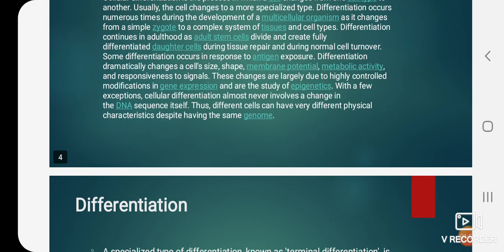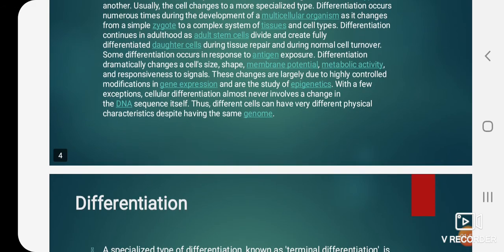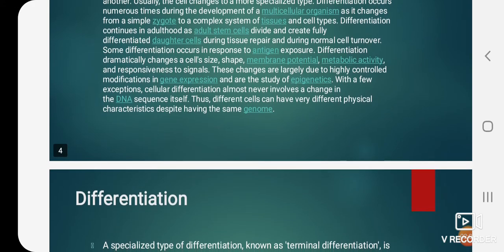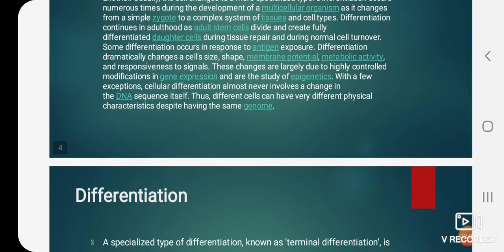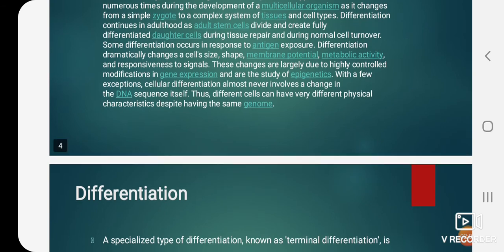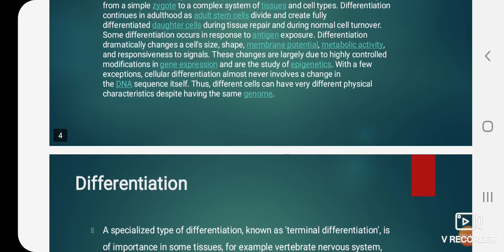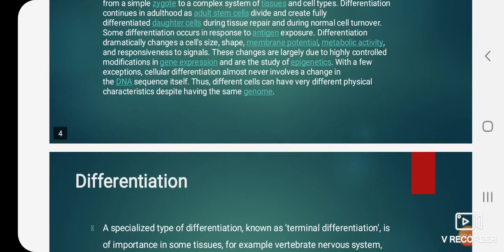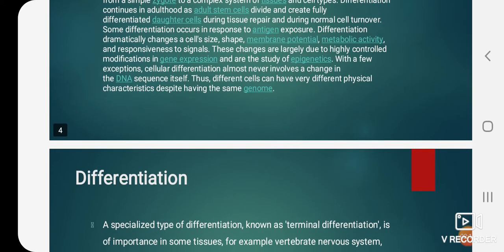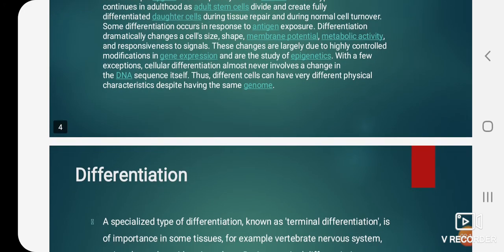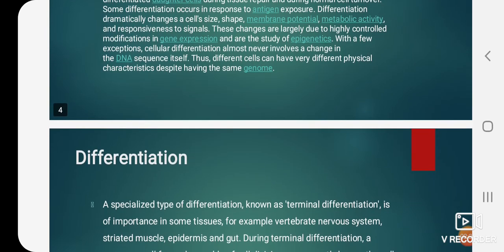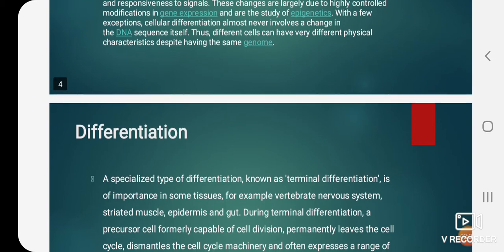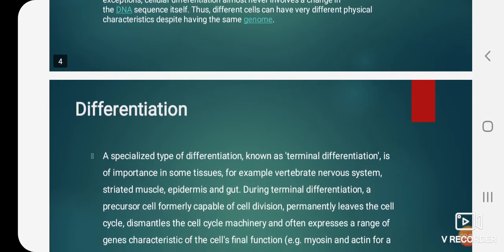These changes are largely due to highly controlled modifications in gene expression and are the study of epigenetics. With a few exceptions, cellular differentiation almost never involves a change in the DNA sequence itself. Thus, different cells can have very different physical characteristics despite having the same genome.